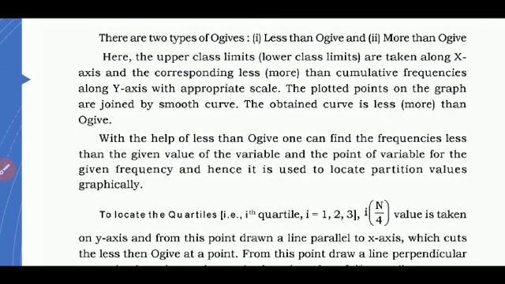Sometimes the frequencies are given ready-made as less than cumulative values or more than cumulative values, so you need to check that also. Here the frequencies are normal: 3, 8, 14, 25, 15, 7 and 2.